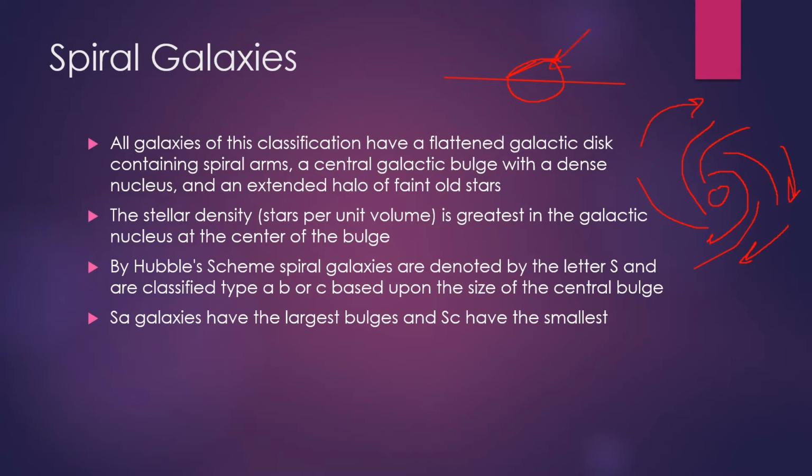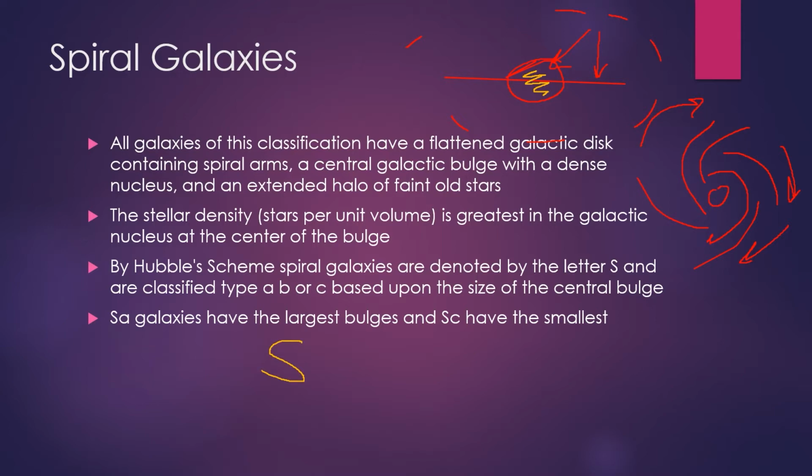Basically, what we have in the center is really hot. It's where we're going to have our supermassive black hole. We're going to have a lot of new stars being formed there, as well as in the rings itself. And then out here, we essentially have a halo of very old, faint stars. The stellar density, or stars per unit volume, is greatest in the galactic nucleus at the center of the bulge, which is right here.